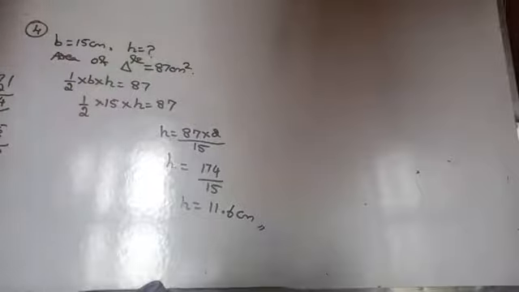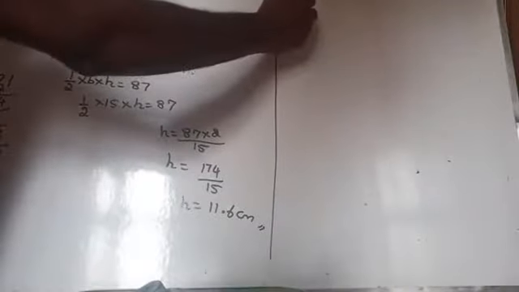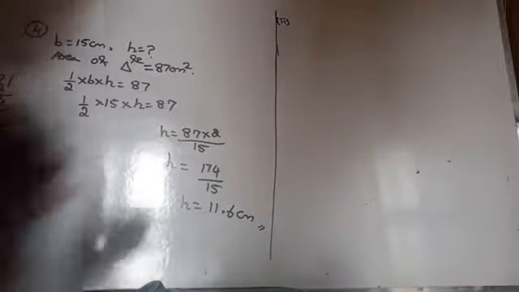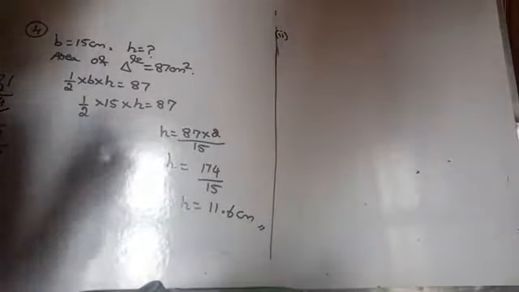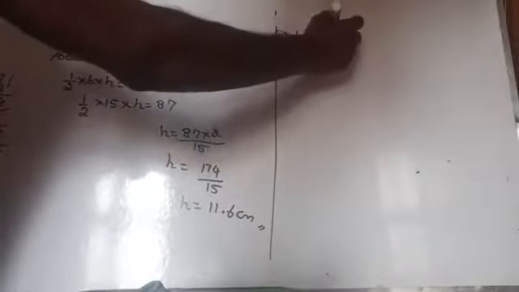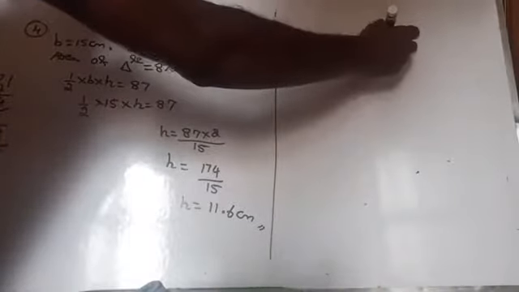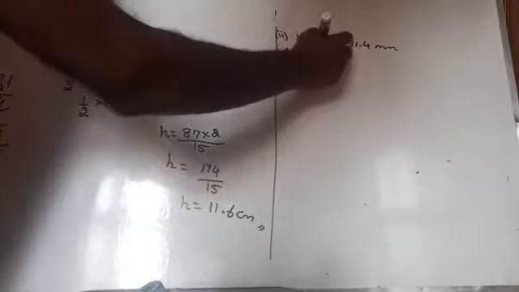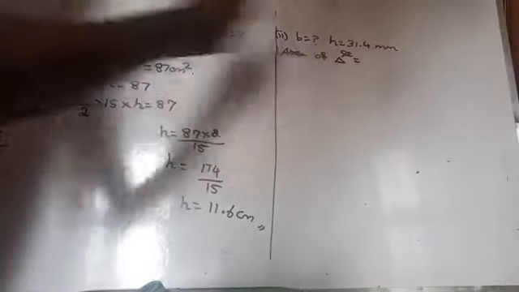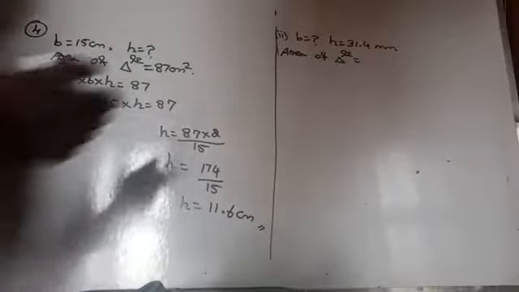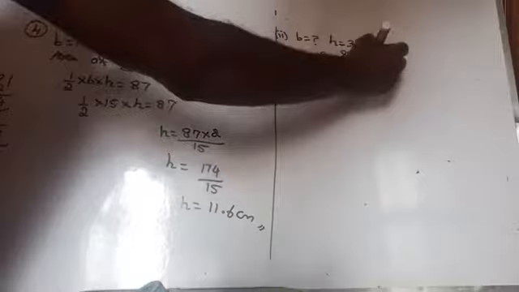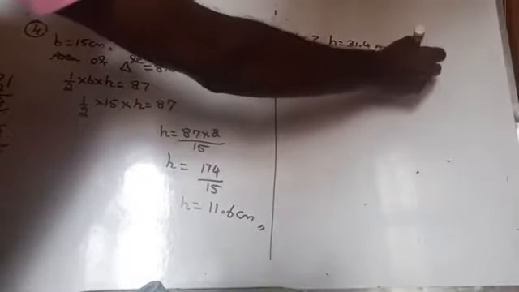Now come to the next part, the second part. What is given? The base you have to find. The height is given, 31.4 millimeter. Then the area of the triangle is given as 1256 mm square.